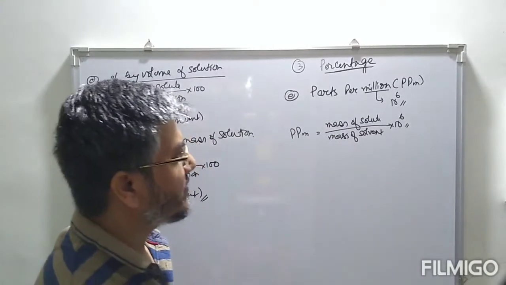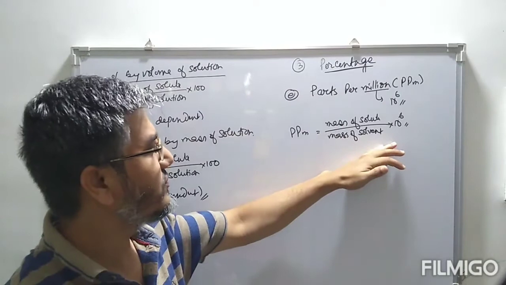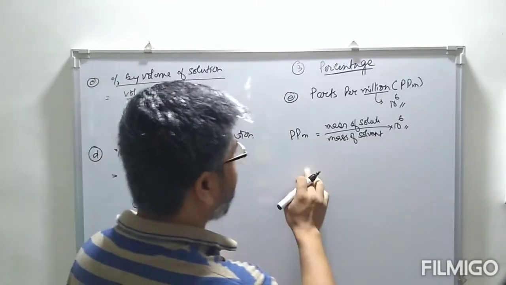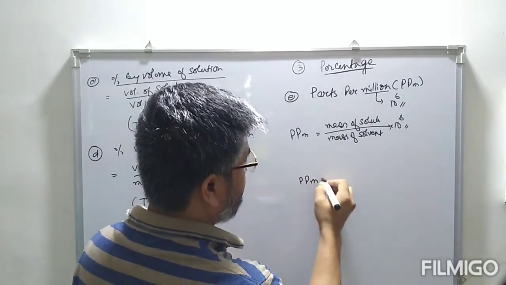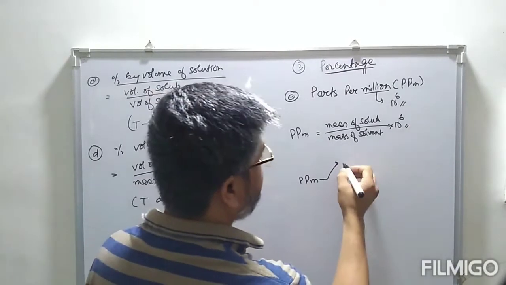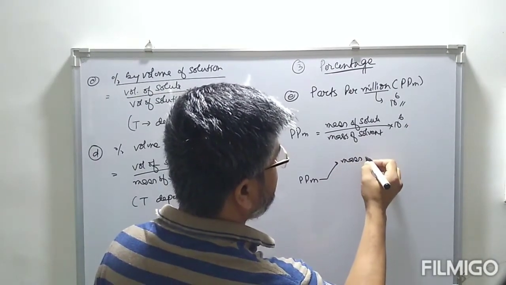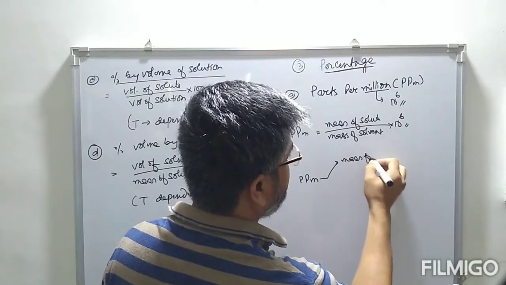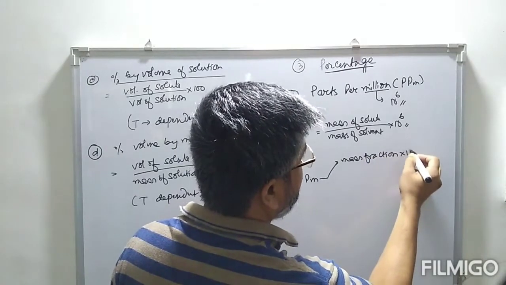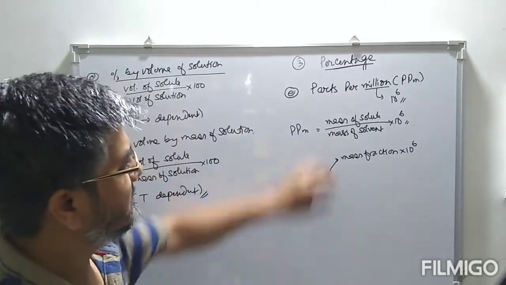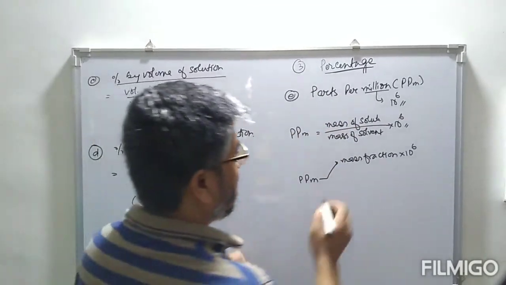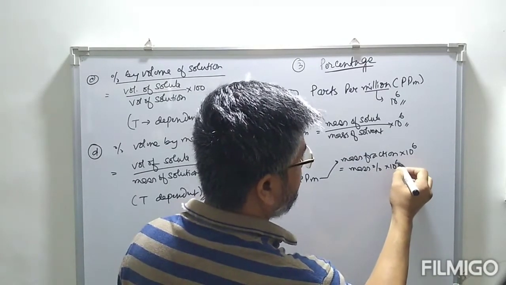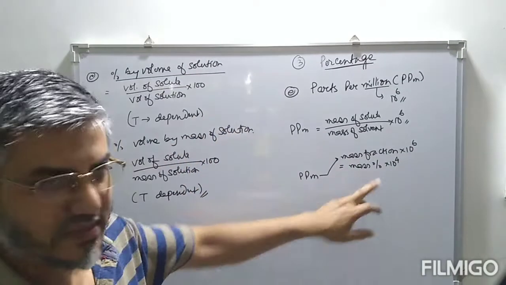It is in terms of mass fraction, or mass of solid divided by total mass of solution, into 10 to the power 6. Another form of expression of this ppm is also defined as mass fraction into 10 to the power 6. This is nothing but the mass fraction, which equals mass percent into 10 to the power 4. Fraction into 100 is percentage.